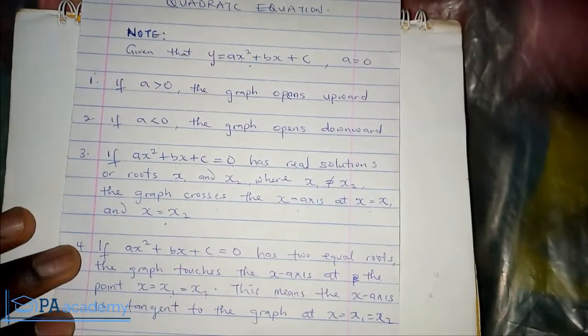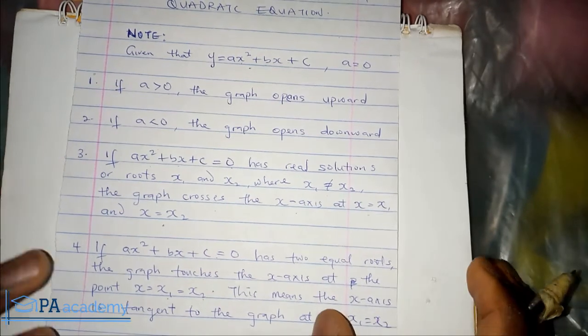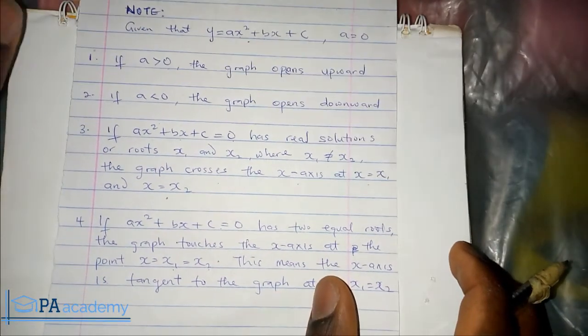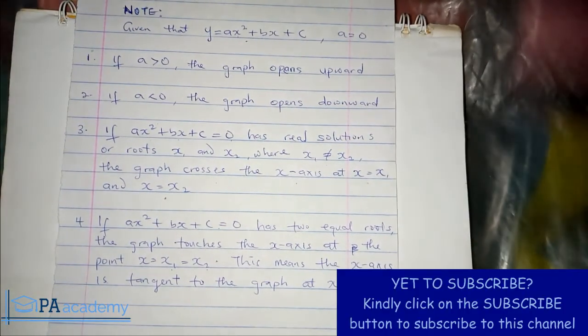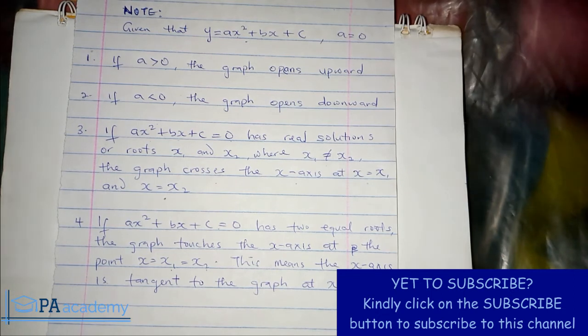So these are just the things I want you to note. Just note these four rules when you are doing a quadratic equation using the graphical method. In the next video, we are going to be solving examples, and you are going to really understand what these rules are all about and how to apply them. So I'll see you in the next part of this video when we are going to be solving real examples.